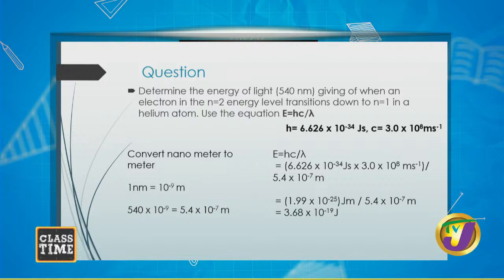Once we get the meter value, we can plug this into the equation. Planck's constant is given in the question, 6.626 times 10 to the minus 34 joule second, multiplied by 3 times 10 to the 8 meters per second, which is the value for the speed of light. And all of this is divided by the wavelength that we just obtained. The answer would be 3.68 times 10 to the minus 19 joules.